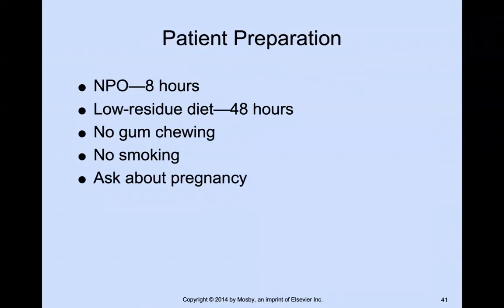Patient preparation is very important for all contrast exams. For the upper GI, we said the NPO was 8 hours, no chewing gum, no smoking, right? It's the same exact prep for the small bowel series.